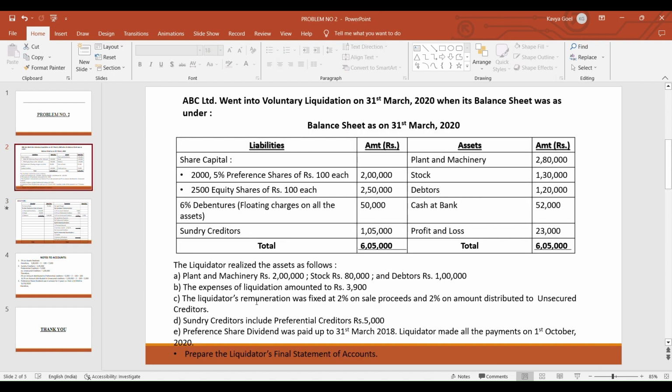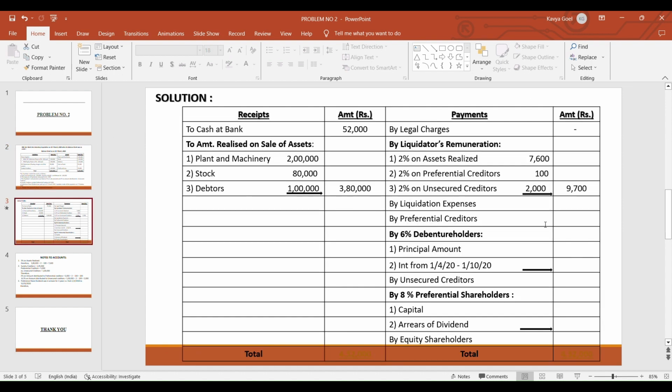The next thing we record on the payment side is the liquidation expenses. Now liquidation expenses are given in the adjustment, that is 3,900. The expenses of liquidation amounted to rupees 3,900. So we'll write it on the amount side, 3,900.